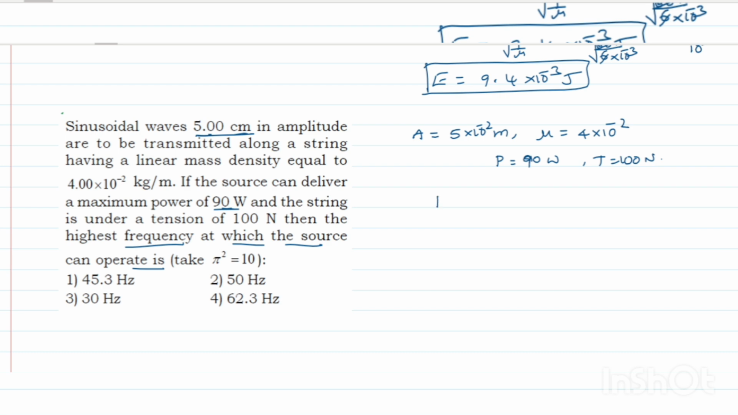Power formula, you know, students, the average power formula will be half into... Frequency they're asking, right? The average power formula is 2 pi square f square a square into mu into v. So f square is what we require.